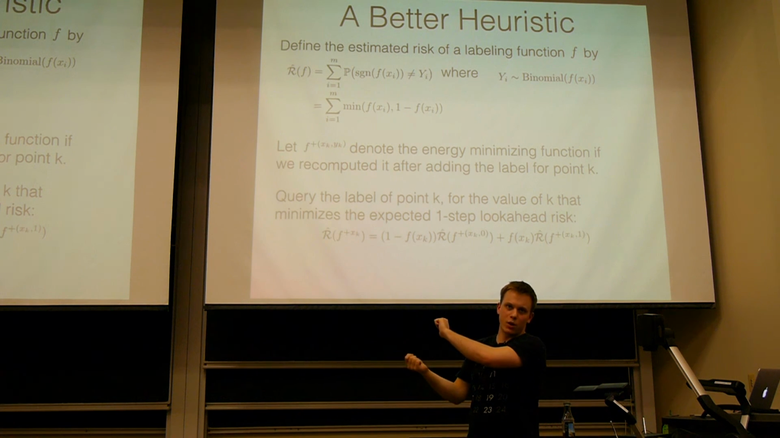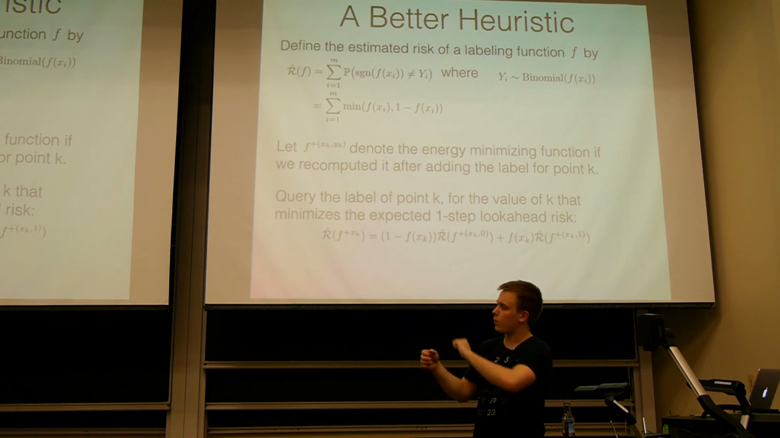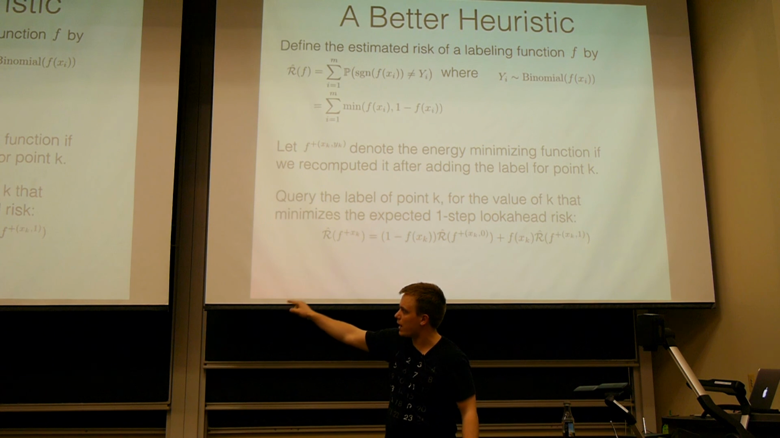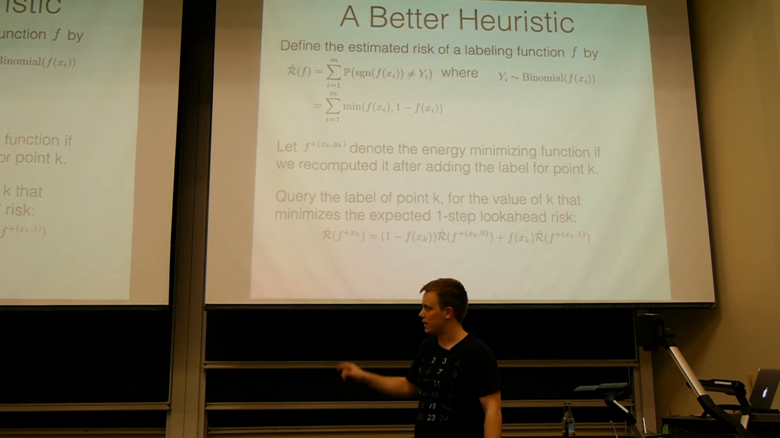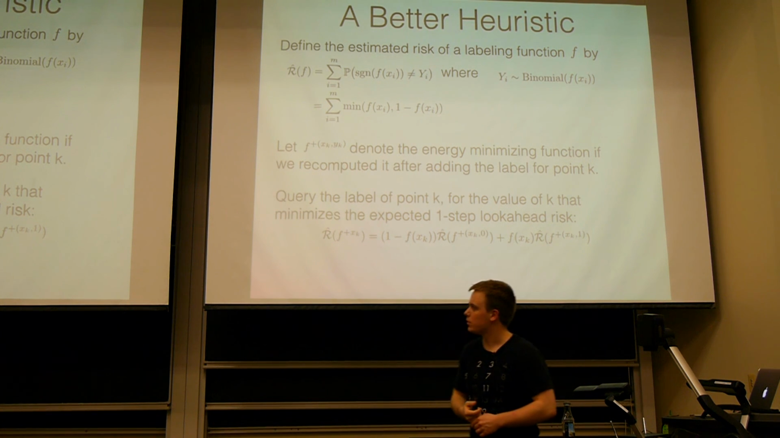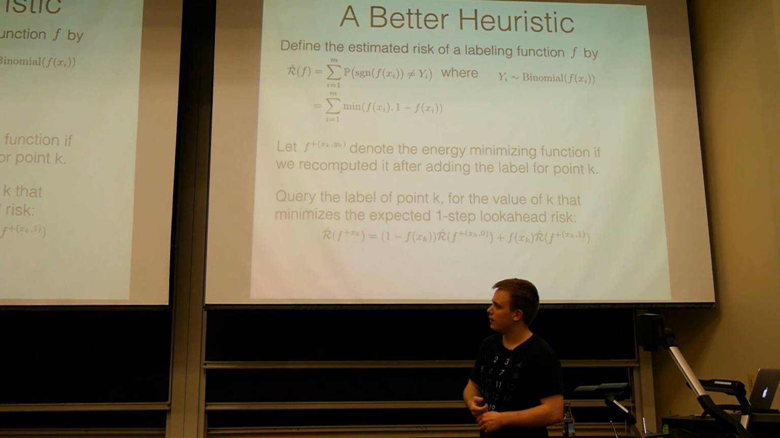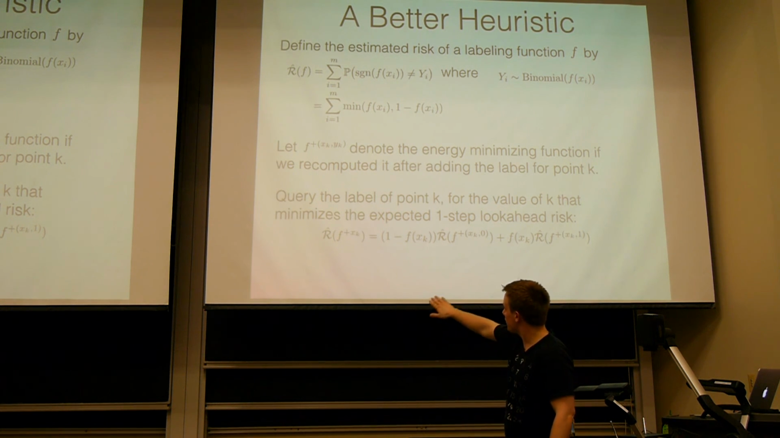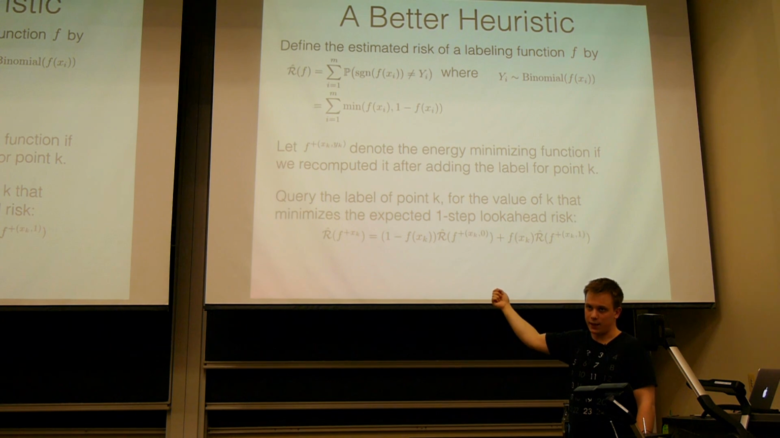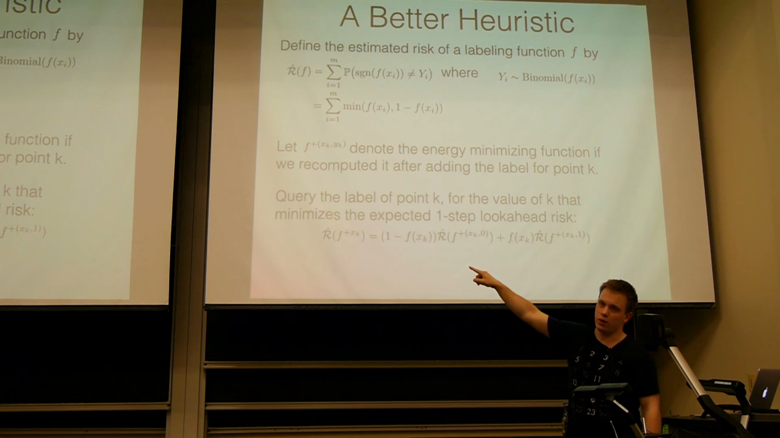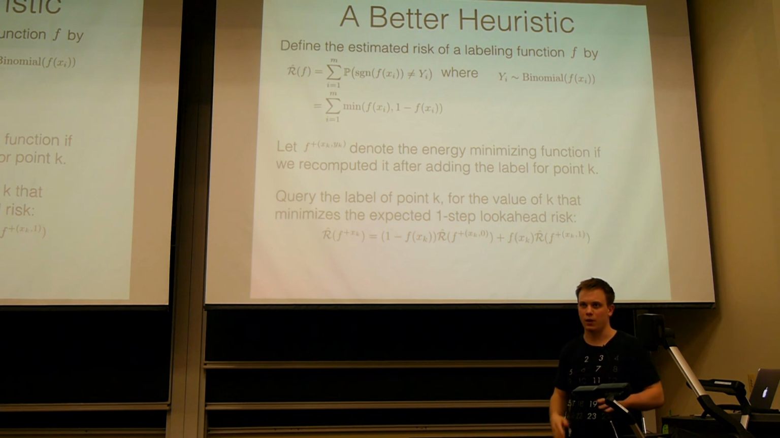But when we're choosing, we don't know what the label yk is yet. So what we're going to do is compute the risk if it were 0 and if it were 1, and then take the average of those with our belief probabilities that it's going to be 0 or 1. So this corresponds to the expected risk after querying for the label for point xk, where all the probabilities in the risk are determined by our current labeling function. Are there questions about these definitions?